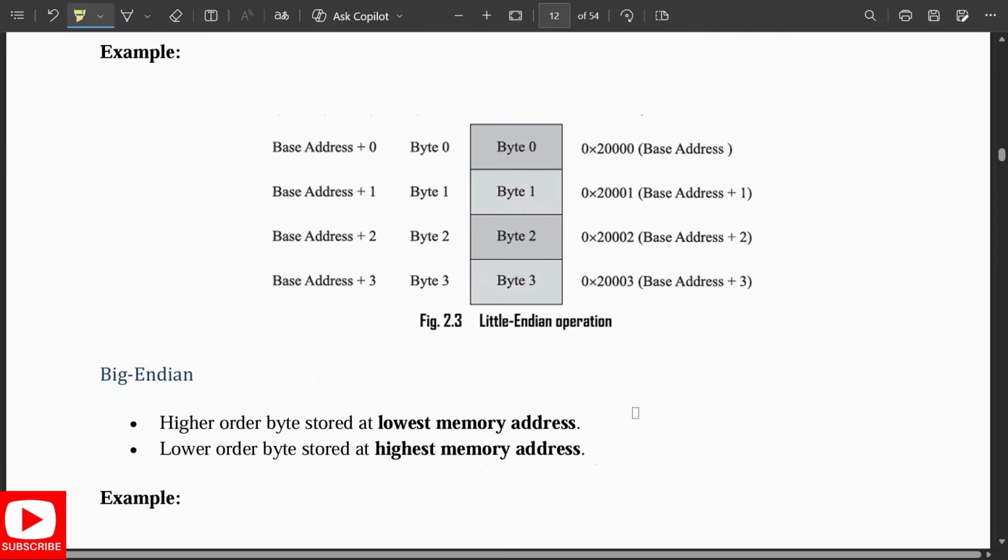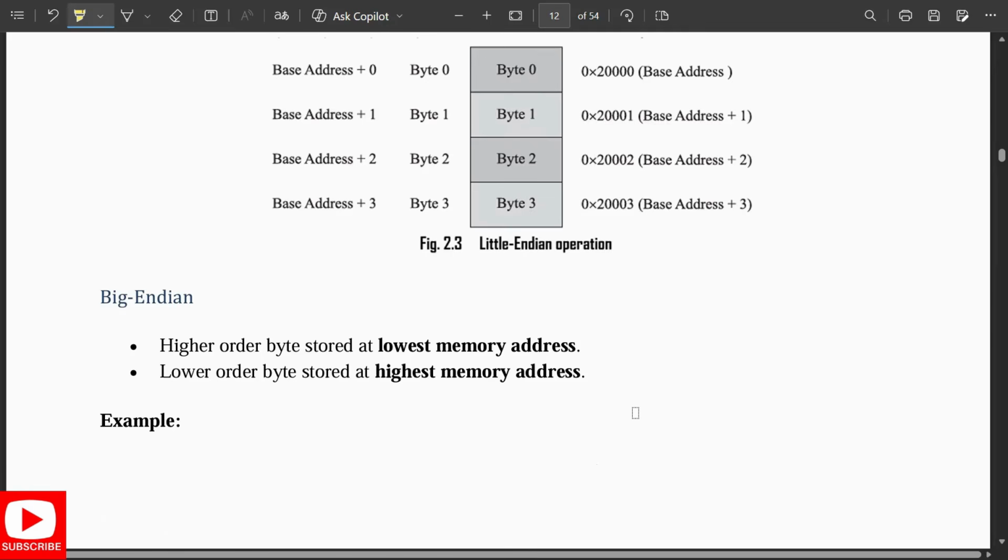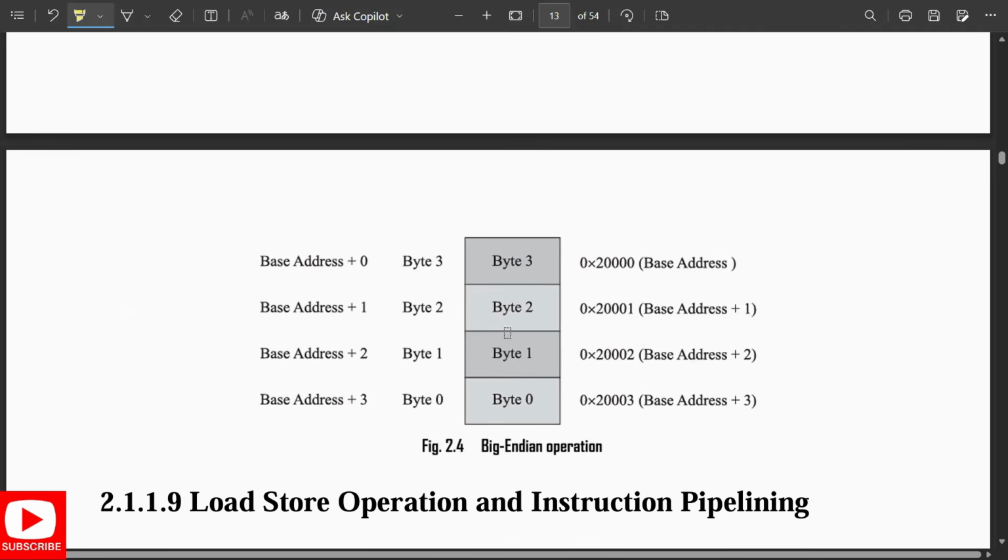Now let's see Big Endian. The higher order byte is stored at the lowest memory address. Now it is reversed, and the lower order byte is stored at the highest memory address. So you can see here byte 0, byte 1, byte 2 and byte 3 mapped to the addresses.